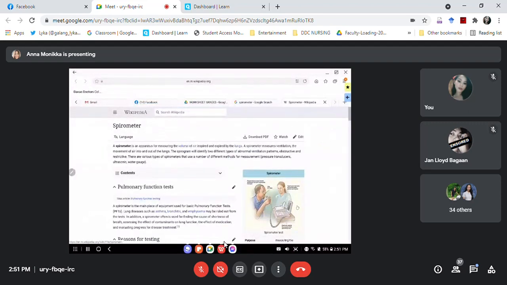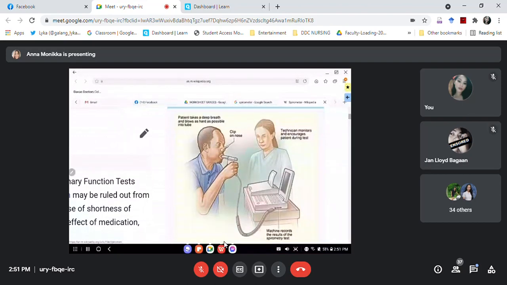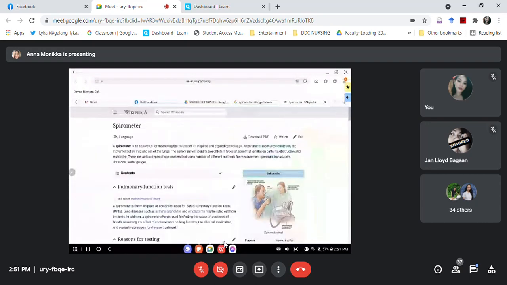So this is what we do if we're going to test for pulmonary function. The patient takes a deep breath and blows as hard as possible into the tube. You have to clip your nose. And then there's a technician or pulmonary nurse that monitors the patient on how to do the test. This is the machine that will record.